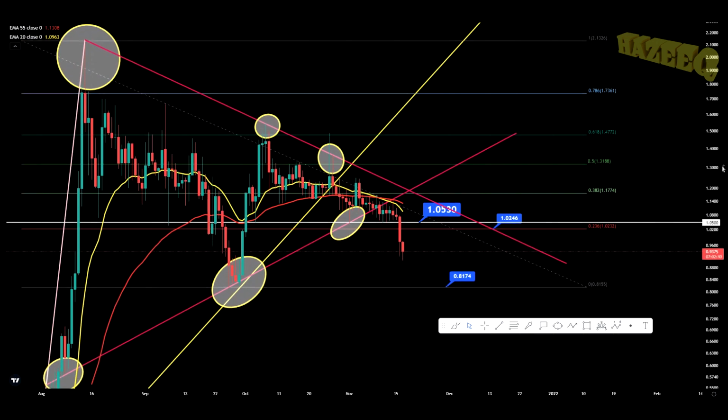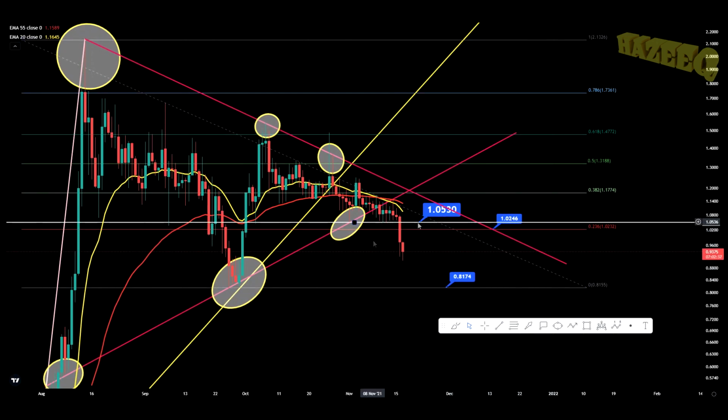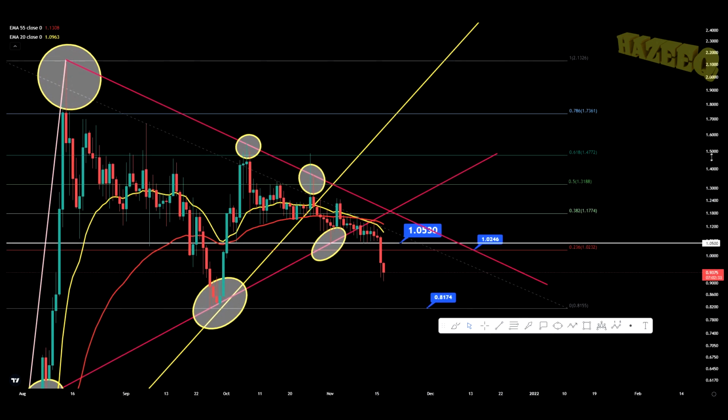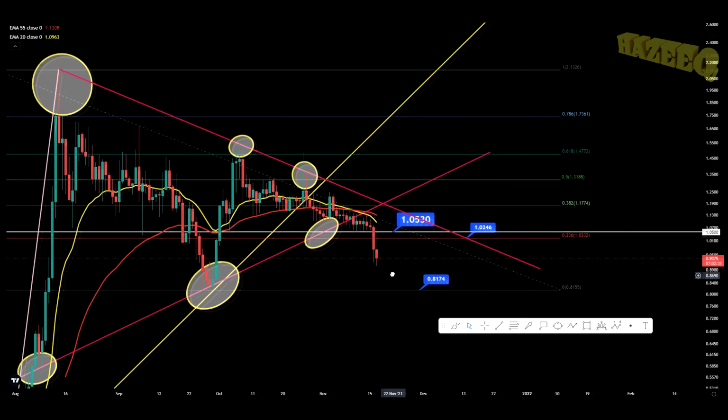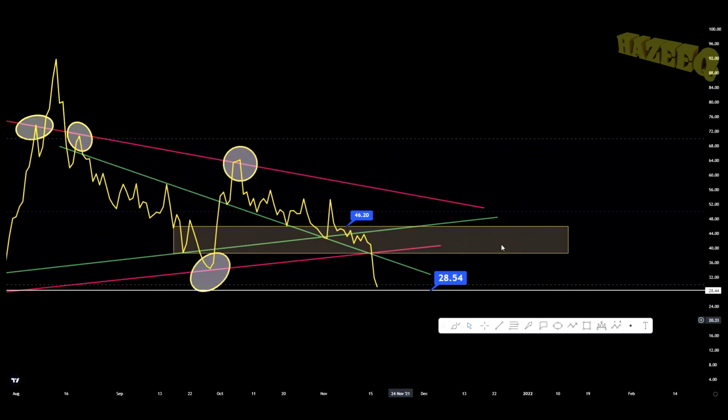So, a bit of a tangent there. I do apologize, but this is just a bit of a tangent. So, jumping back into the charts, let's jump into the daily RSI over here.